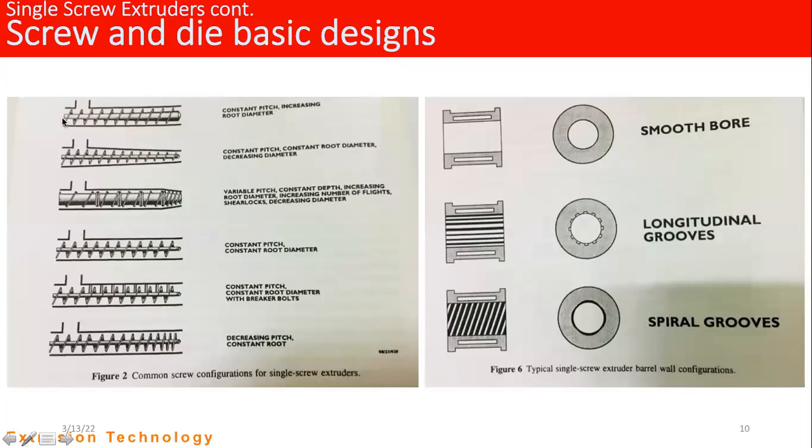Constant pitch increase in root diameter. You can see root diameter has been increased. Here root diameter remains constant, but what happened to the diameter? Diameter decreased. Barrel diameter decrease වෙලා තියෙනවා. Here different shapes and types you can see here, and bow shapes also you can see, right? Smooth bow එකක්. ඒ කියන්නේ barrel එක අපි අර කලින් කතා කරා වගේ groove වෙලා නැහැ.